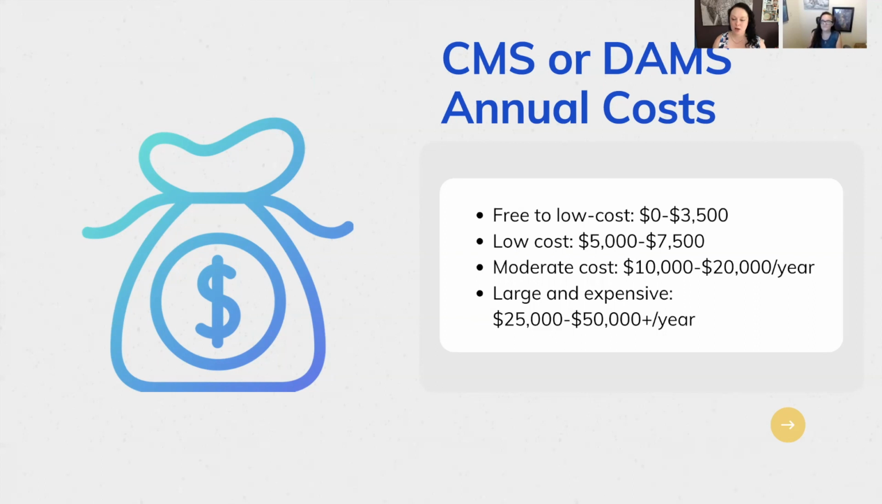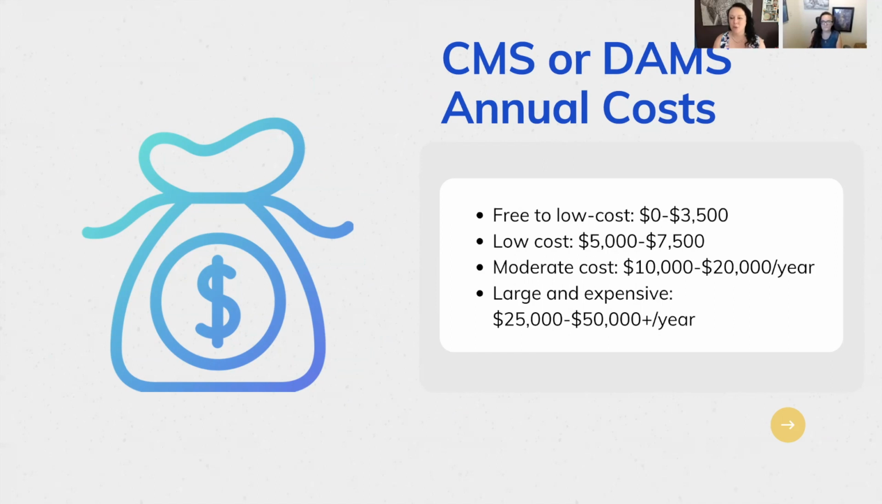Lower cost products like off the shelf from a vendor can be about $5,000 to $7,500. If you start getting into the moderate costs, it's because you're typically a larger organization, more collections. Maybe it's like two organizations and you need a collaborative portal. That starts getting into the $10,000 to $20,000 a year range.